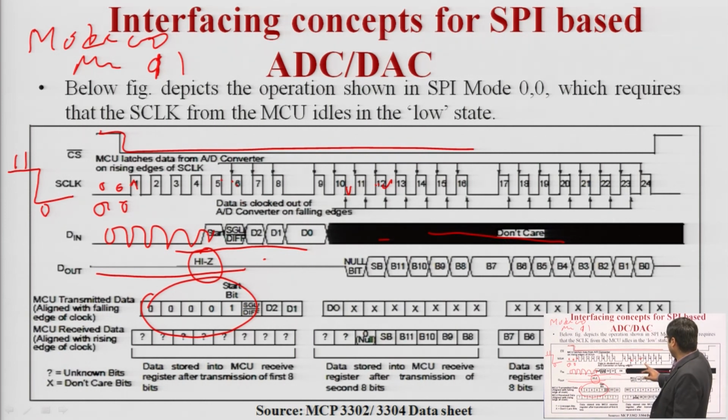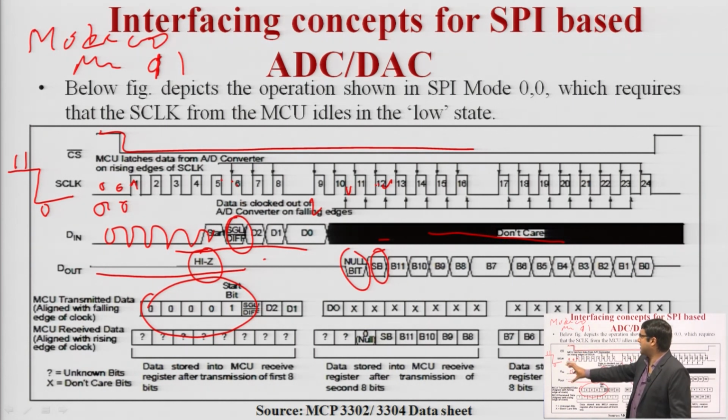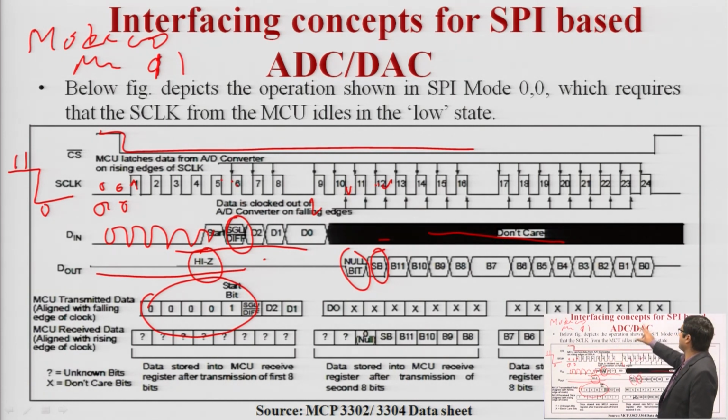Here you can see that there is another start bit, and here a null bit and a sign bit. Why are we using them? These are the 2 extra bits along with these 2, used to convert our system from the input to output. D out will work only on the falling edge. So this is the timing operation. This is similar to the mode 11 operation on the MCP3304. From these timing operations, we can analyze the operation of our SPI based ADC to DAC.